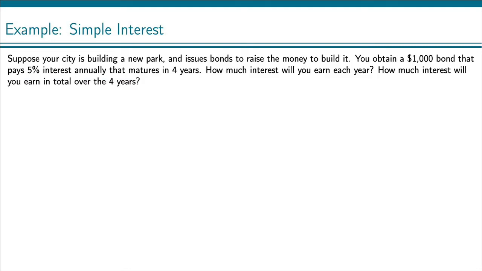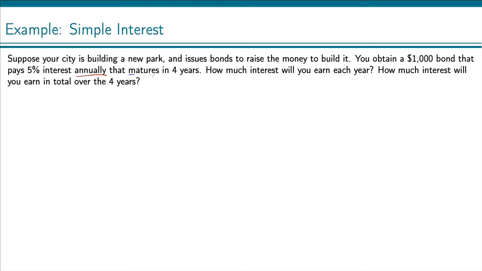Let's look at an example of simple interest. Suppose your city is building a new park and issues bonds to raise the money to build it. A bond is when the government will sell you a bond. You give them your money, and you have the bond that indicates that the government owes you money, and they will pay you a certain amount of interest. So you obtain a $1,000 bond that pays 5% interest annually that matures in 4 years.